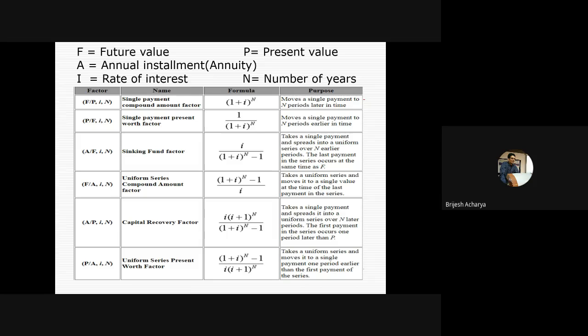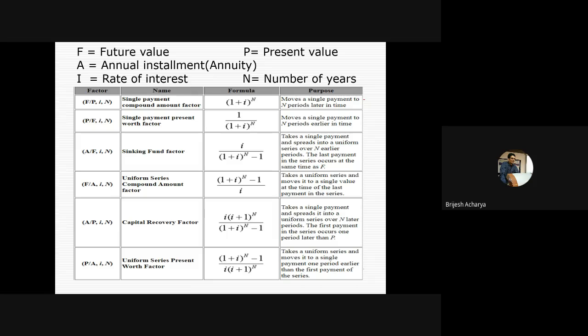Similarly, if you know the future amount, that if you want to have 10 lakh rupees at 5% interest after 10 years, how much money do you need to invest today? For that, the P upon F formula is used. Similarly, when you want to find the sinking fund coefficient, that is the sinking fund factor, the amount to be deposited every year, then A upon F.